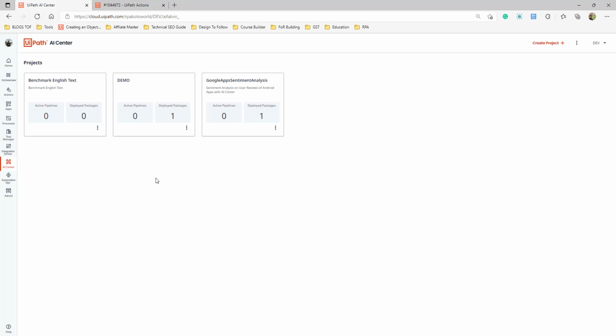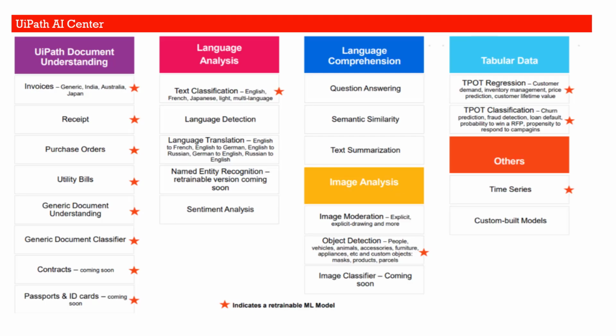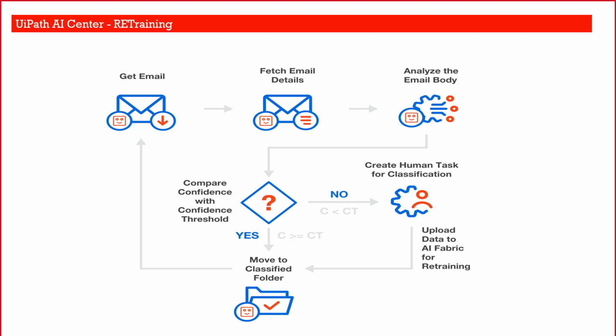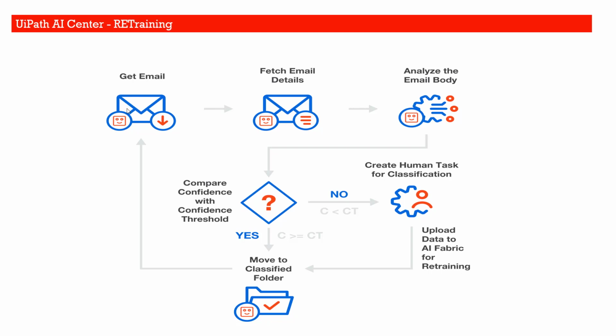Now, the next thing that we need to understand is how we should be able to train the data, right? So let's take an example of this concept. It's very similar to what we have done now. Instead of getting data from an Excel file, we are getting emails from a customer. So we need to get emails, fetch the email details, and analyze the email body.